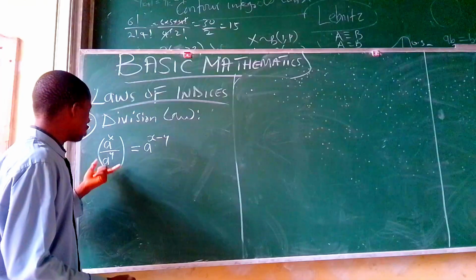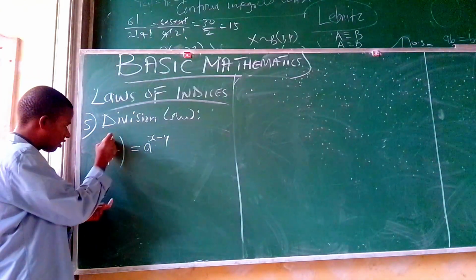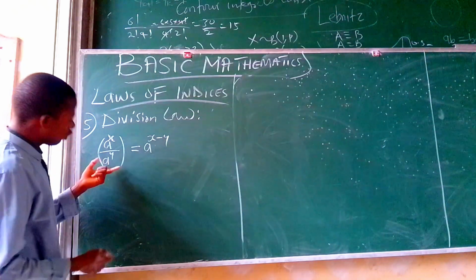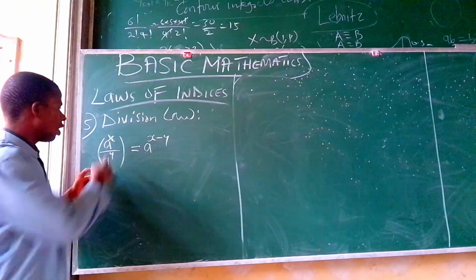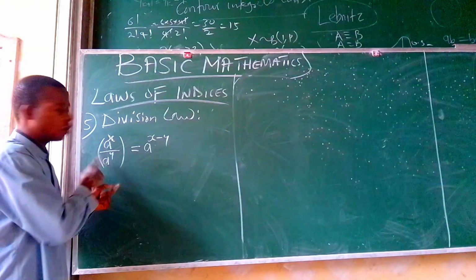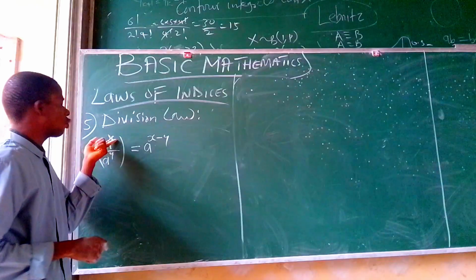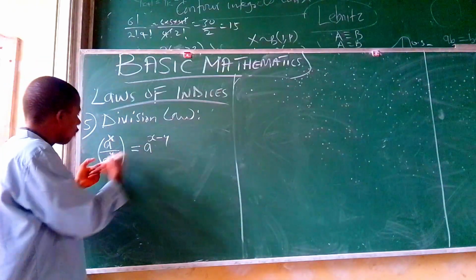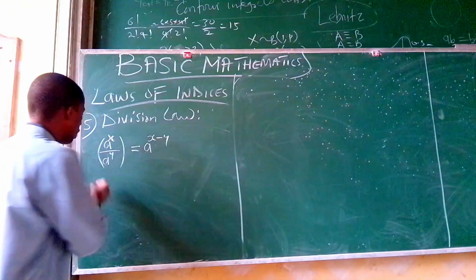So, how to solve this kind of question? See, they have the same base: a raised to the power of x all over a raised to the power of y. For us to solve this kind of question, we take only one of the base, which is a, because they have the same base in common. Then we subtract the power of the denominator from the power of the numerator. I hope you understand. Okay, now let's look at an example on how to solve it.